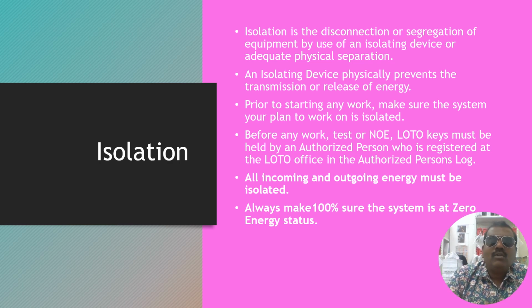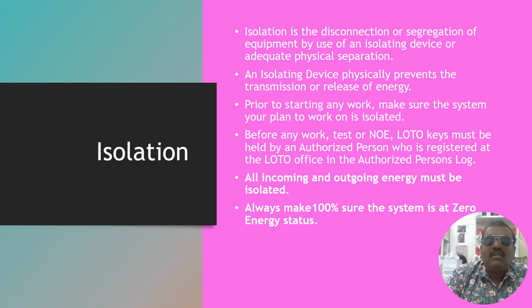So now we can look at isolation. What is isolation? Isolation is the disconnection or segregation of equipment by use of an isolating device or adequate physical separation. Recently I said we can use this padlock with the tag, everything. In some locations this padlock or tag will not be sufficient. For that, what kind of segregation or isolating device can be used, we can check in the next slide.